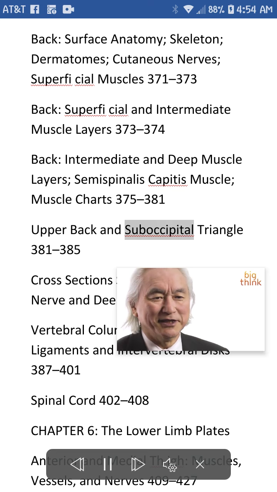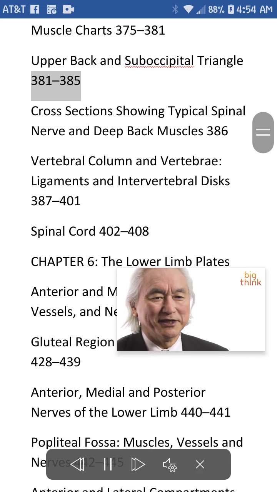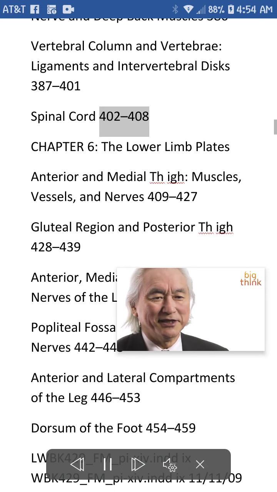Upper back and suboccipital triangle, 381 to 385. Cross sections showing typical spinal nerve and deep back muscles, 386. Vertebral column and vertebrae, ligaments and intervertebral discs, 387 to 401. Spinal cord, 402 to 408.